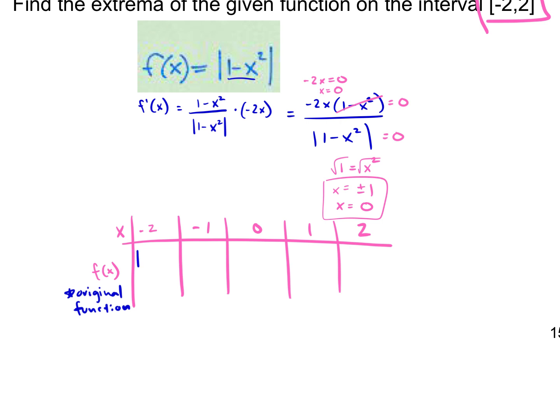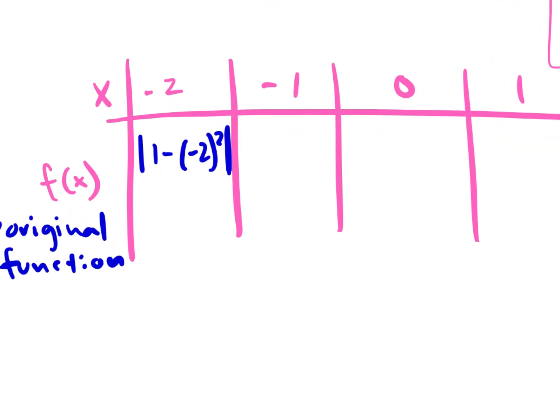So here I have the absolute value of 1 minus -2 squared. -2 squared would be 4. 1 minus 4 would be -3. And what's the absolute value of -3? +3. Perfect.